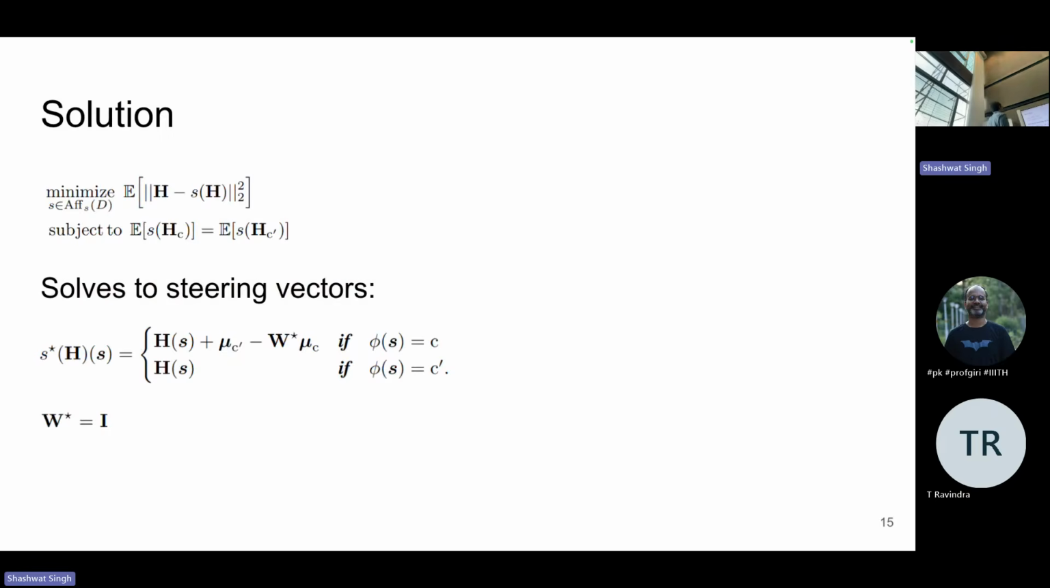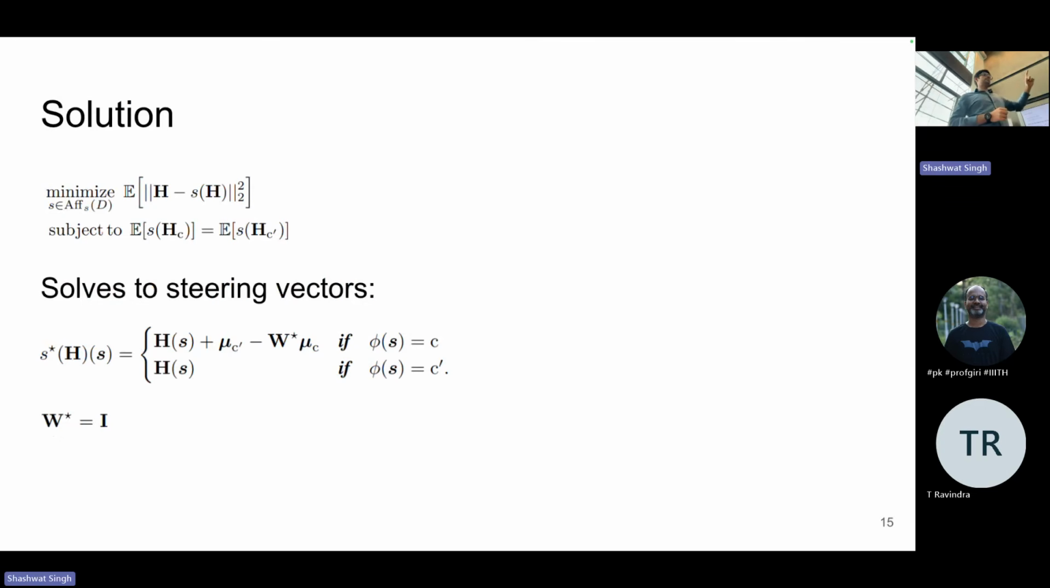So essentially, we have now provided a theoretical justification for why steering vectors make sense. Because once you solve this constrained optimization problem, you end up with mu_c' minus mu_c, because W star turns out to be I. C is the class, the topic you're interested in. That C is the corresponding content of H corresponding to what you want to negate, or let's say.